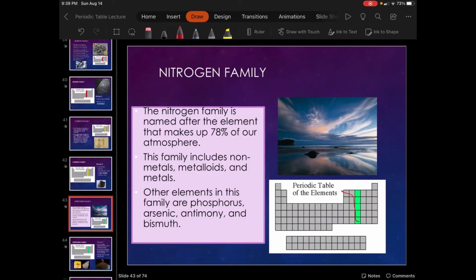The nitrogen family is named after the element that makes up 78% of our atmosphere. That's important to know. Very, very prevalent in our atmosphere. The family includes nonmetals, metalloids, and metals. Again, notice how we dig deeper into this in AP Chem. This is no longer just the gas family. It is now called the nonmetal family, but it does still contain metals and metalloids. Other elements in this family are phosphorus, arsenic, antimony, and bismuth.